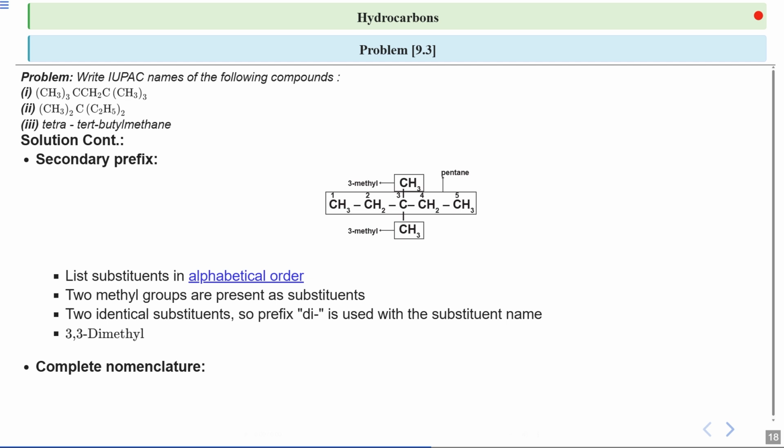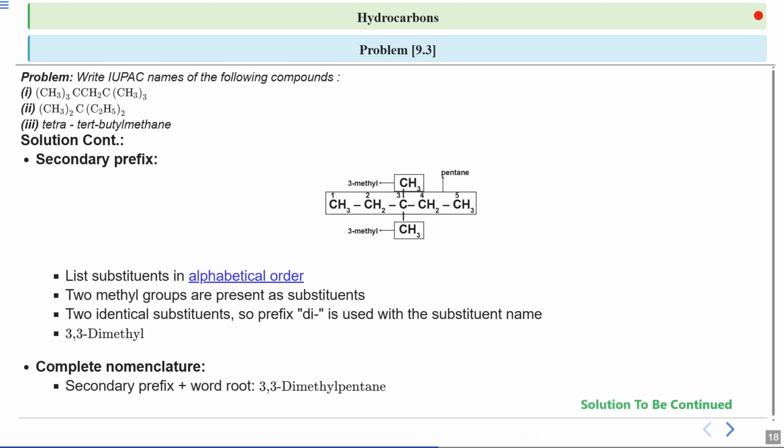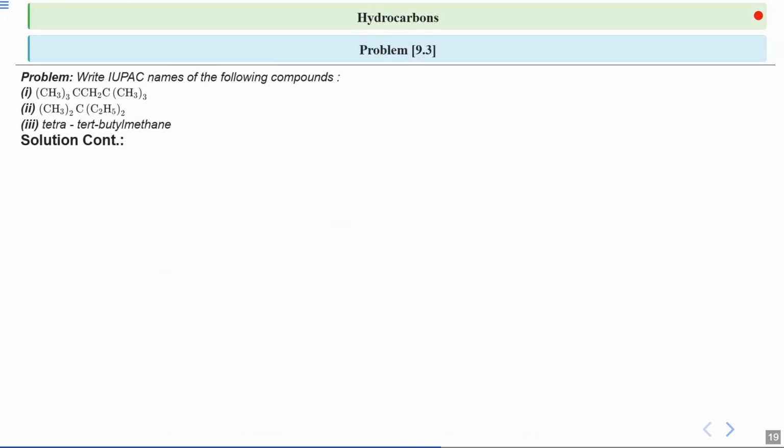What can we tell about the complete nomenclature? For that, we will combine the secondary prefix with the word root. If you do so, you will get your complete name as 3, 3 dash dimethyl pentane. So this was for the second compound. Now moving on to the third compound. For the third compound, it is given the common name.